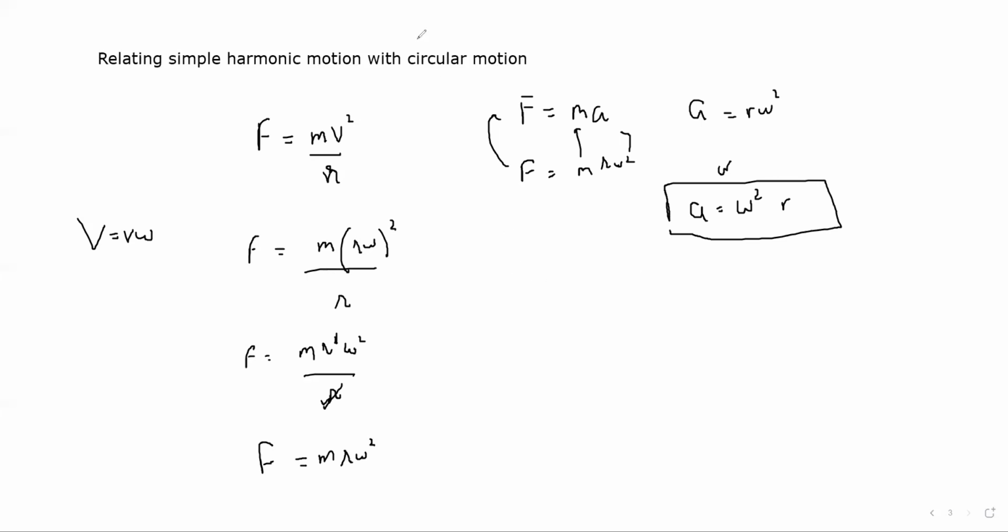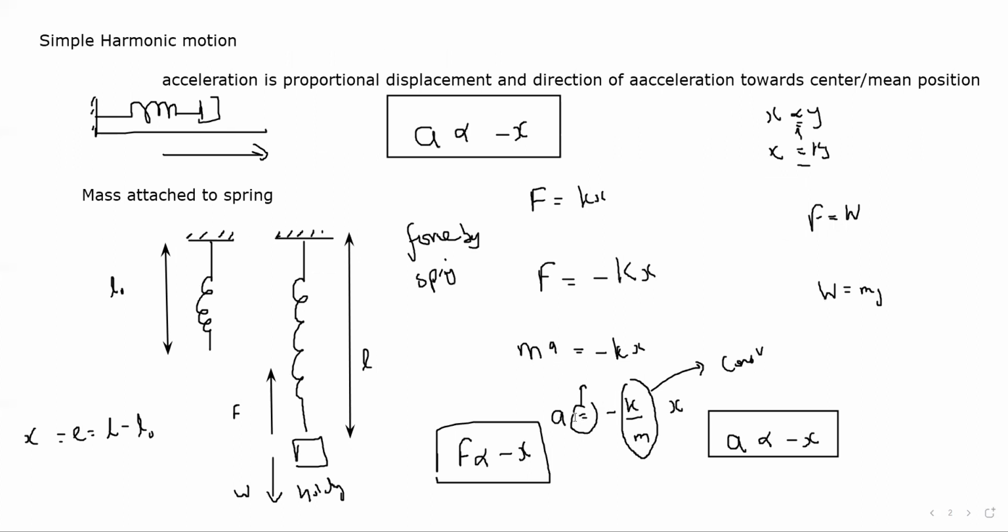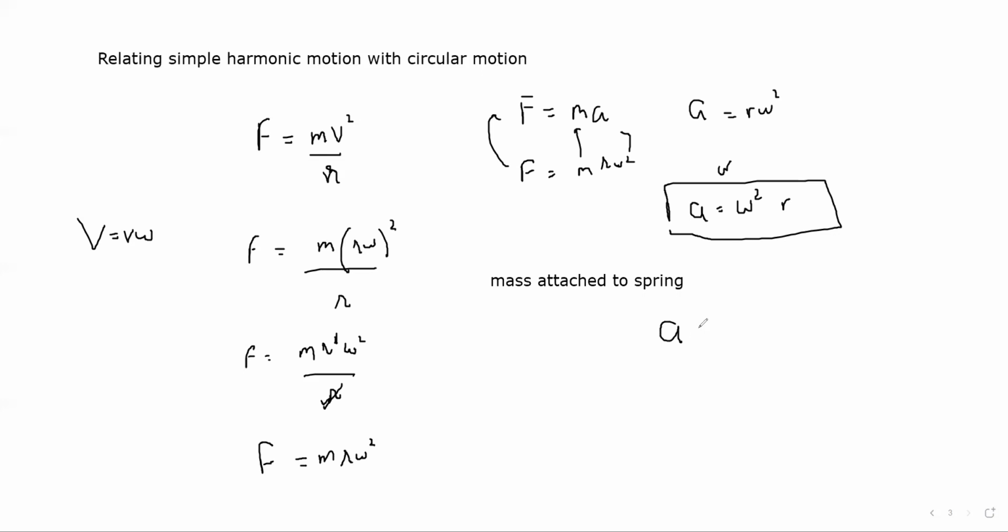And for a mass attached to a spring, we already worked out the acceleration. What is the expression for a mass attached to a spring? The negative sign only shows that the direction is toward the mean position, but a is equal to k divided by m into x. So this is the equation for simple harmonic motion, and the other one is the equation for circular motion.